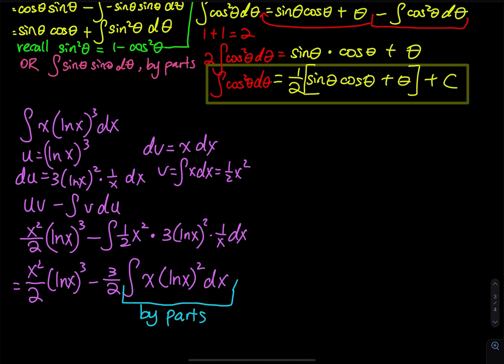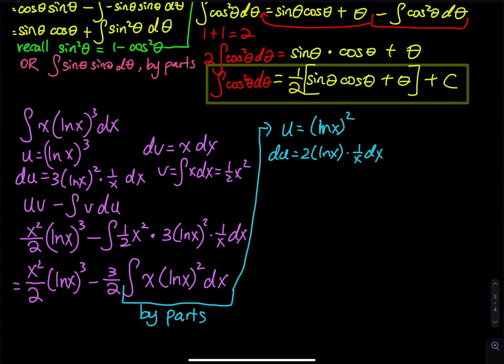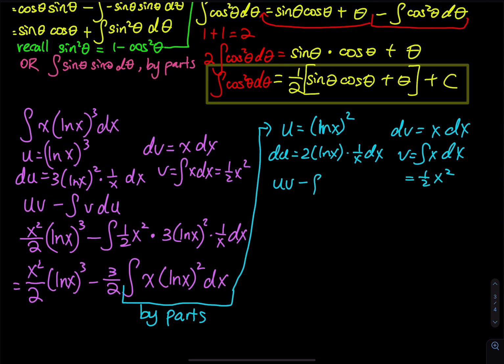And then for the integration by parts, let's do the job right over here. So we let u equal ln x squared, and then du equals 2 ln x, and then the derivative of ln is 1 over x. Again, you do not know what the integral of ln equals. And then dv equals everything else, so you have your x dx, and then v is the integral of x dx, so that is equal to 1/2 x squared.